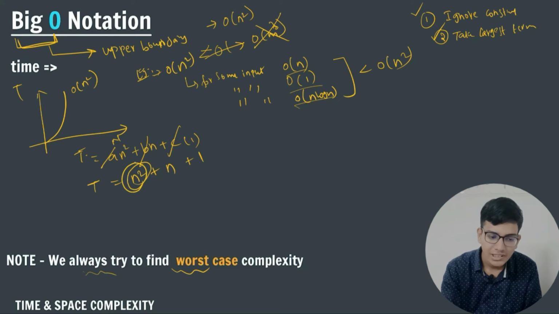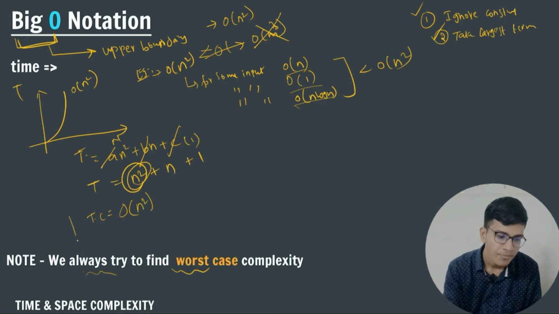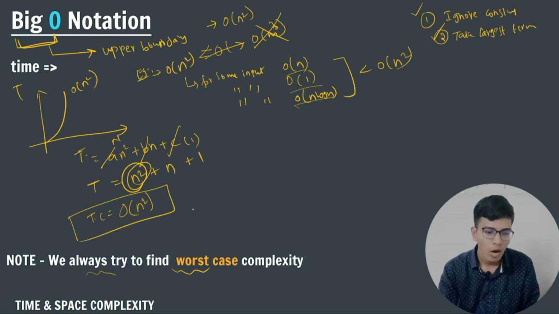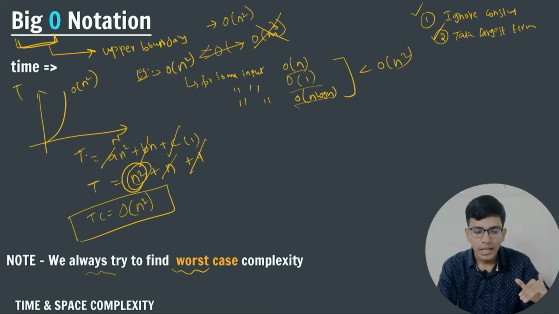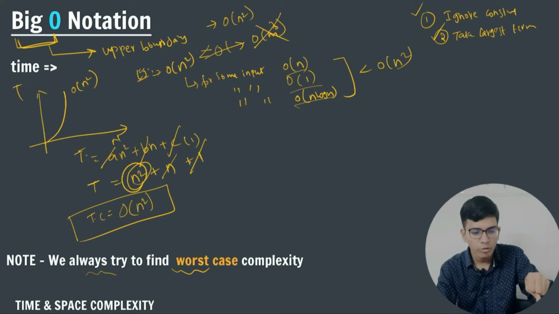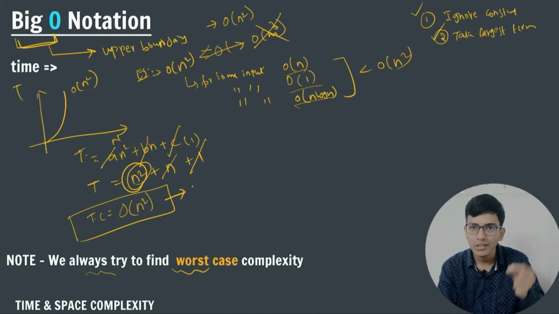So this is the worst case, right? The time complexity of this particular thing will become big O of n square. So we'll ignore all the constants. After that, we'll strike out the lower elements and we'll take the largest element which is present in my polynomial, and that thing will become the time complexity of the given code.